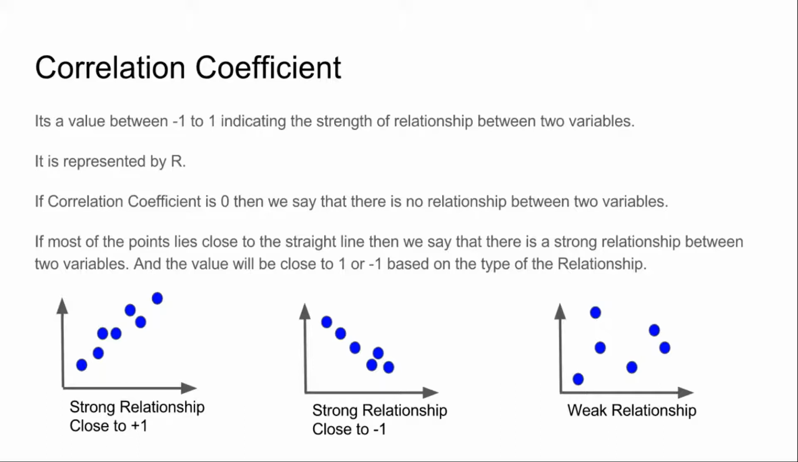Look at the first diagram. Most of the points lie close to the straight line and also form a straight line, and as it is increasing, we say that the correlation coefficient will be close to plus 1, as we have a positive relationship here. And in the second example, we have a negative relationship, so the correlation coefficient will be close to minus 1. And in the third diagram, the points are scattered here, so we have a weak relationship between these two variables.